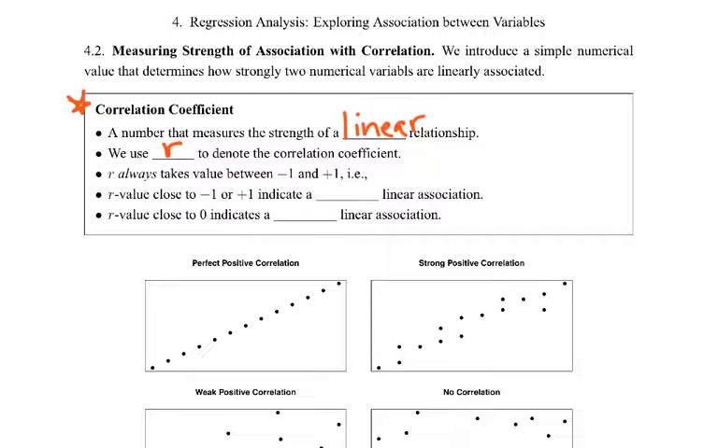r always takes on values between -1 and +1, inclusive. So it could be -1, it could be +1. Usually it's somewhere between the two, but it could be. An r value close to -1 or +1 indicates a strong linear association. An r value that's closer to 0 indicates a weak linear association.